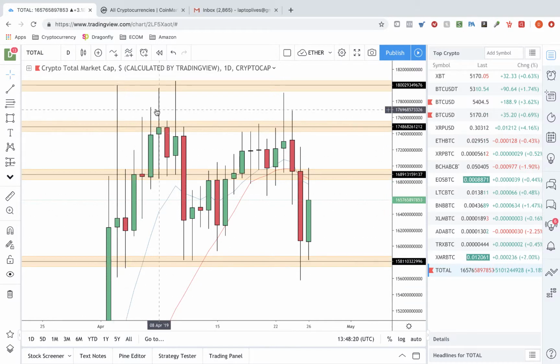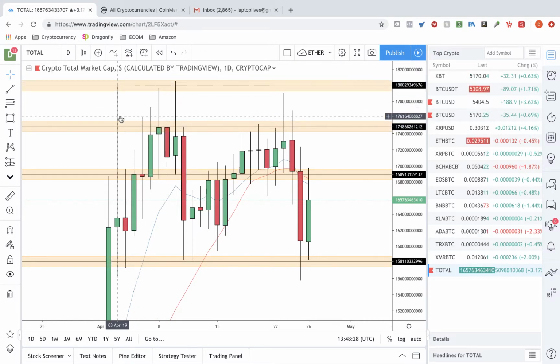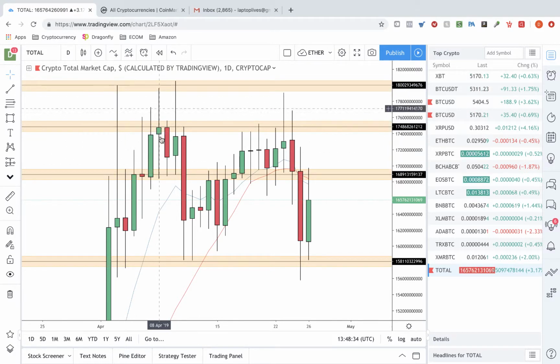So we got the run up. You see, as soon as we touch these areas, about 180 billion, we started seeing these huge wicks to the upside, spinning tops, bearish candles. This is a 3 candle reversal. This is called an evening star. So 1, 2, 3. That's showing signs of reversal.